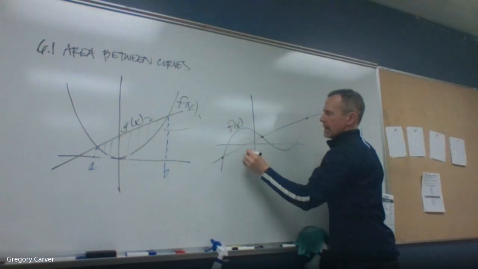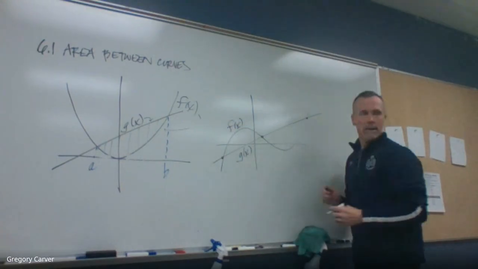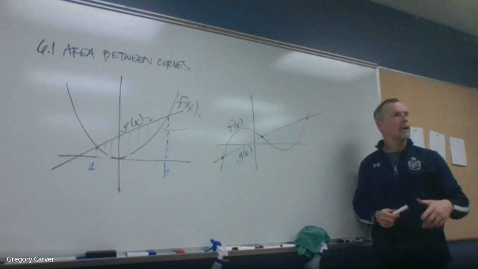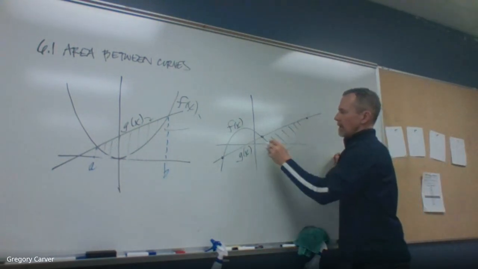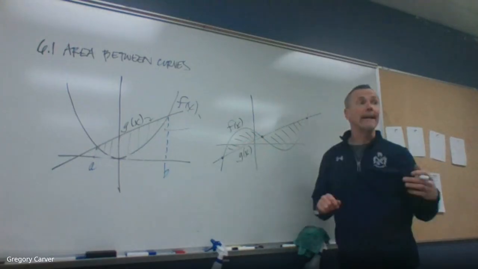Call this f of x, we'll call this one g of x. So if I'm looking for the area contained between the two curves, I'm looking for this, I'm looking for that together.